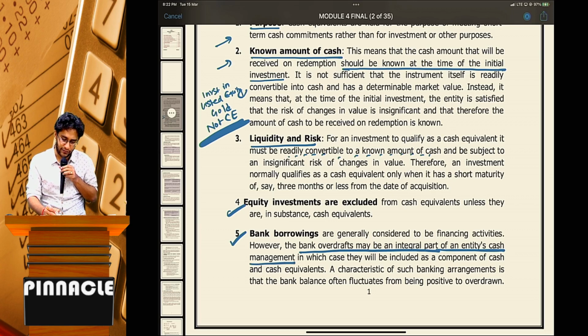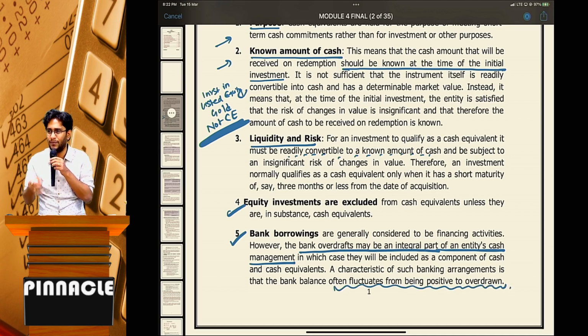A characteristic of such bank arrangements is that the bank balance often fluctuates from being positive to overdrawn. Whatever example I gave you, same example, sir. It was positive, one cheque I gave, it became negative. Tomorrow one customer will deposit some money, again it will become positive. This type of bank overdraft is as good as a bank account only. Include it in your cash and cash equivalents.